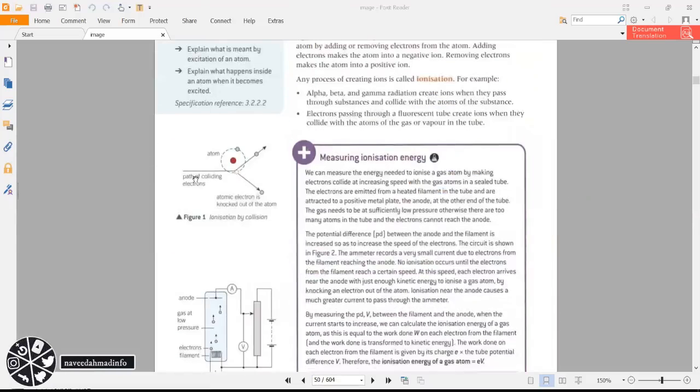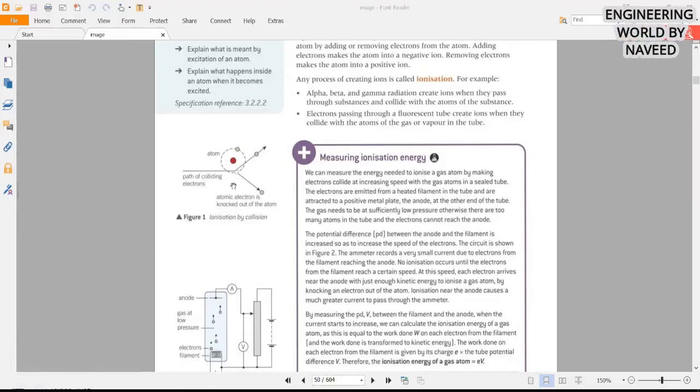If a slow moving electron comes and hits this electron, then that slow moving electron will not be absorbed by this electron, because the energy is less. A slow moving electron means less kinetic energy, so that kinetic energy is unable to excite this electron. That's why it will not be absorbed. But in this case, it is absorbed. This is ionization.